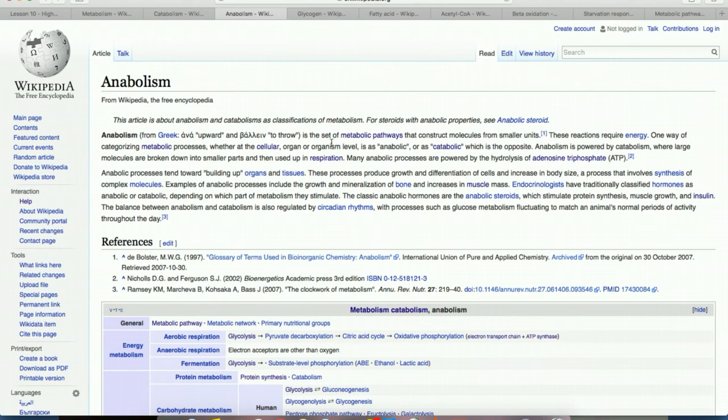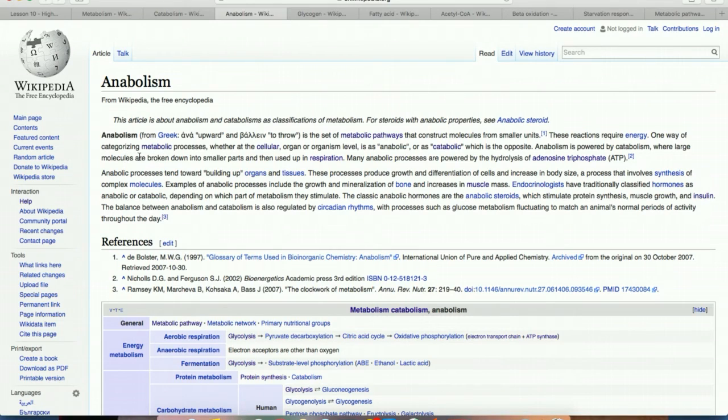Is the set of metabolic pathways that construct molecules from smaller units. So this is not throwing up. This is about building up, okay? These reactions require energy. Yeah, whenever you have to build something up, it's going to require energy.